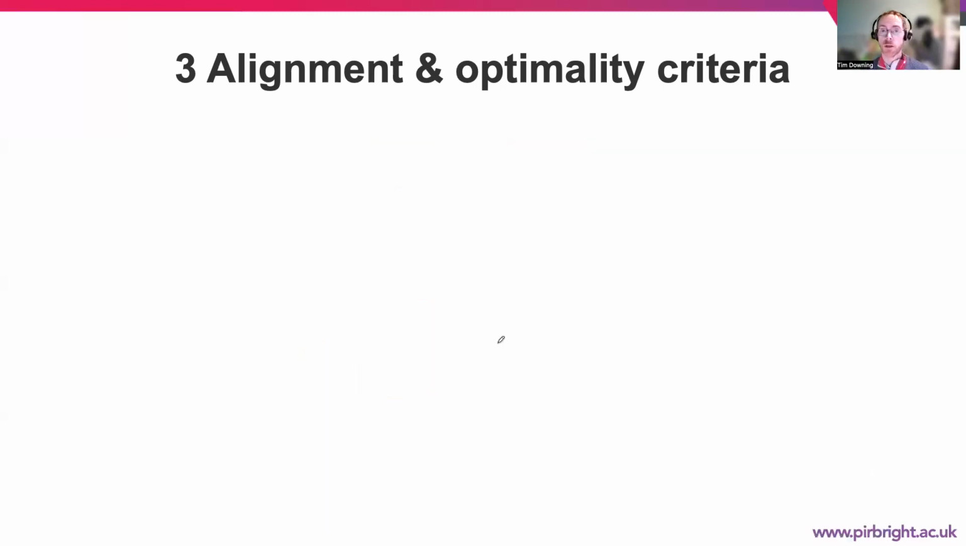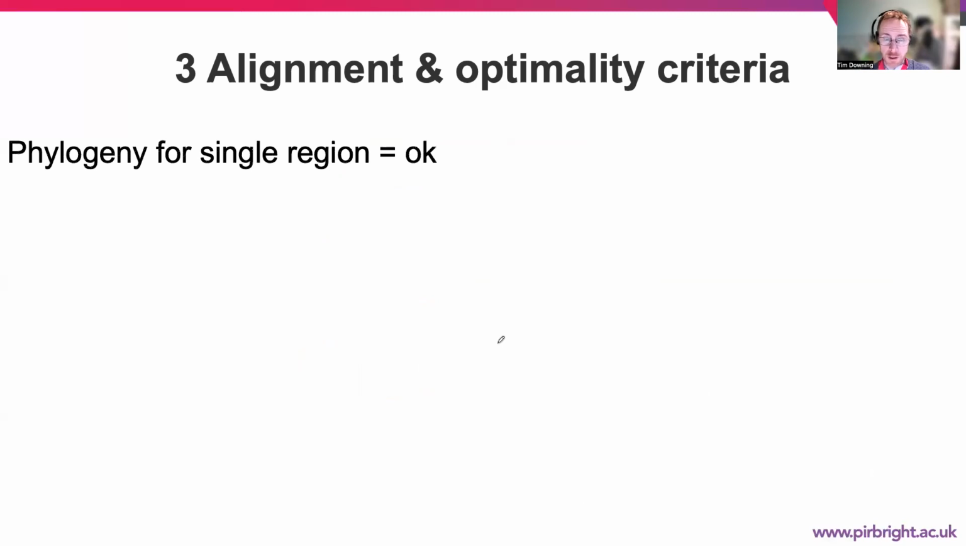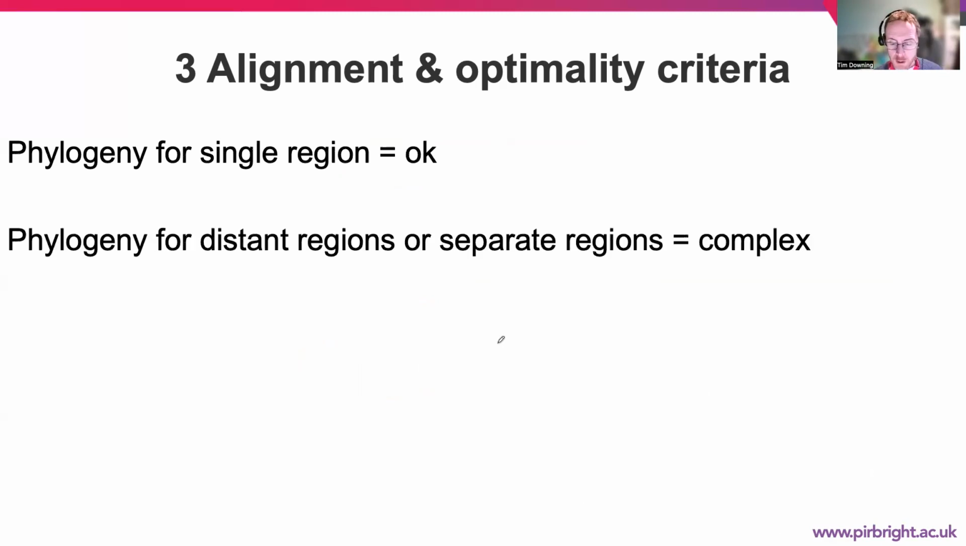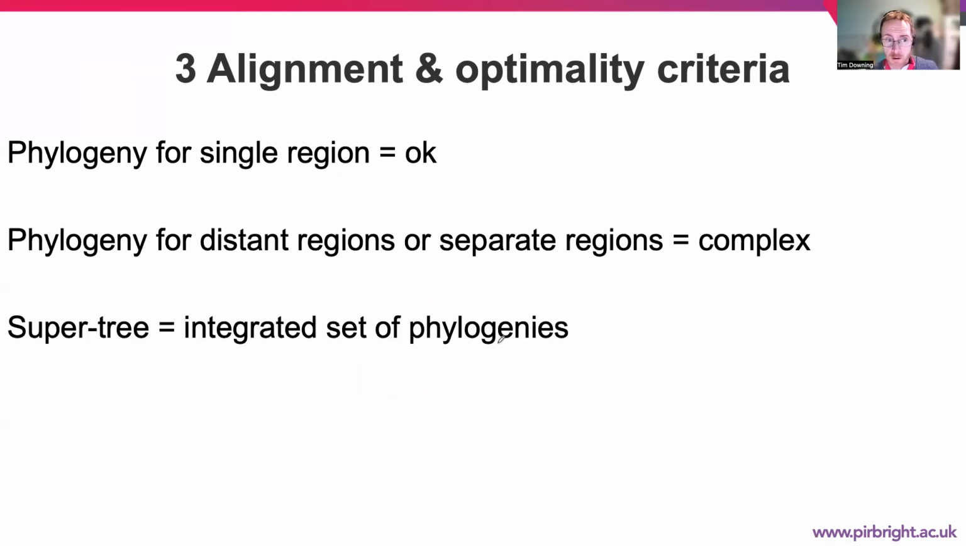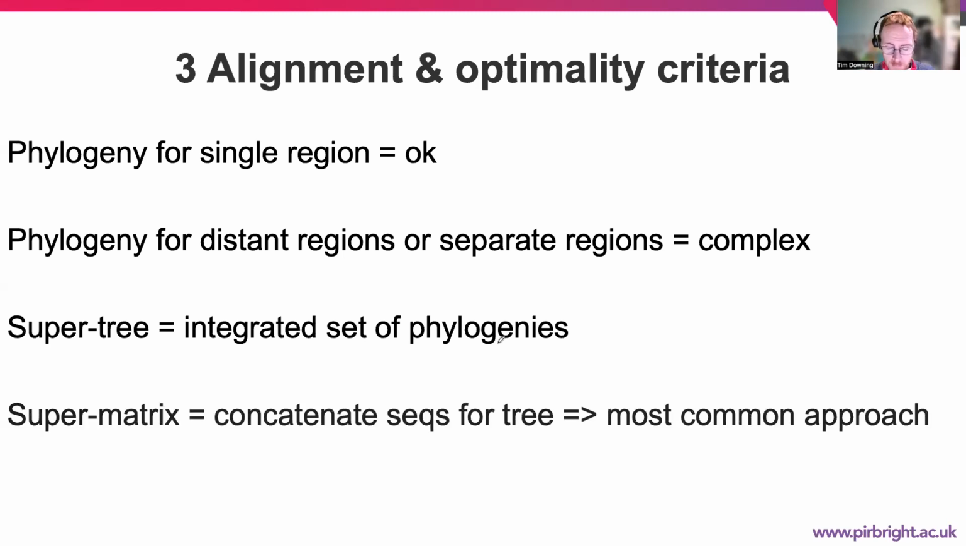So if we're looking at phylogenies, we know that phylogenies for a single region are generally okay. That makes sense to do. But if we're looking at multiple regions, that might be complex depending on how much heterogeneity is present and how different they are. We can amalgamate these different regions together into what's called a supertree. So that's a set of phylogenies. Or indeed, we can perform the more common supermatrix approach, which is to amalgamate different regions together as input for the tree.